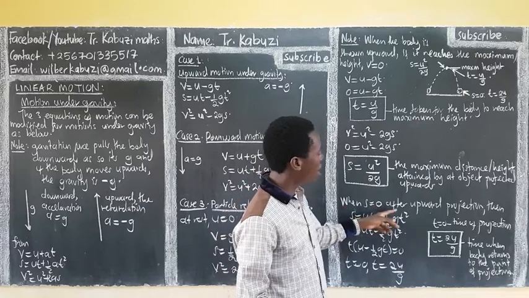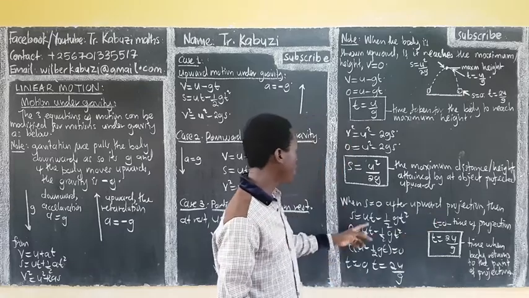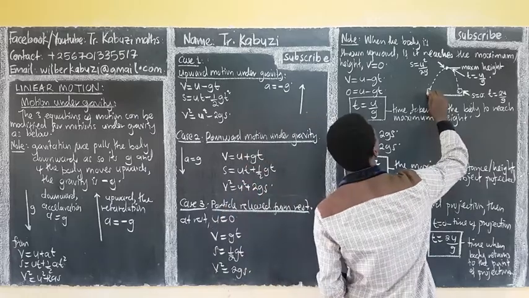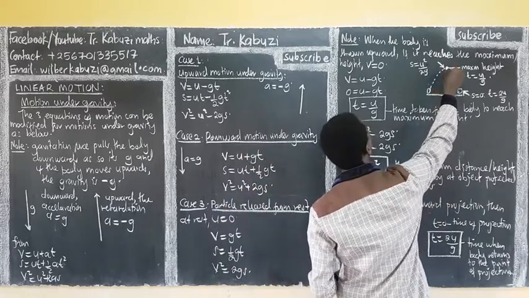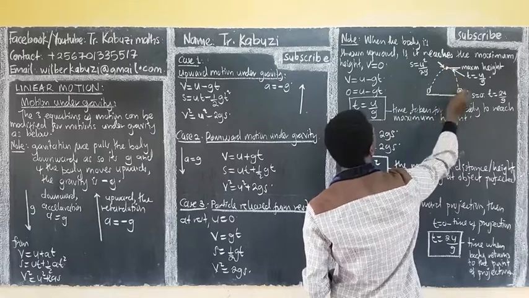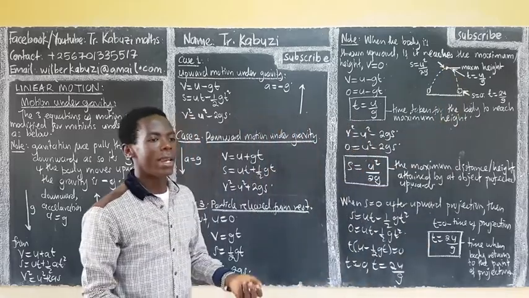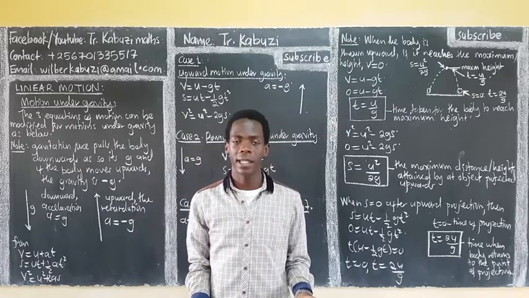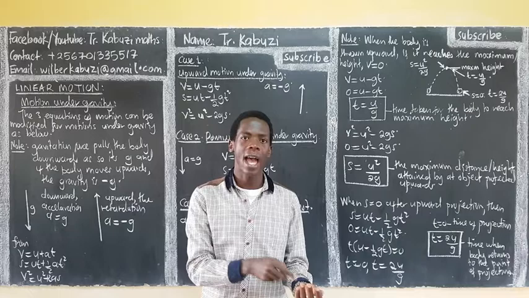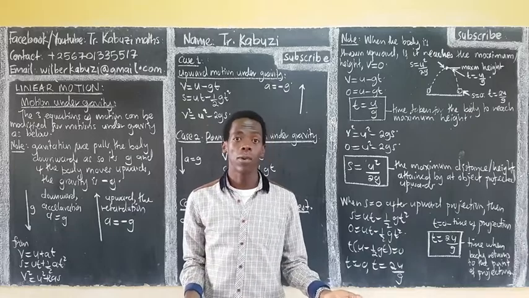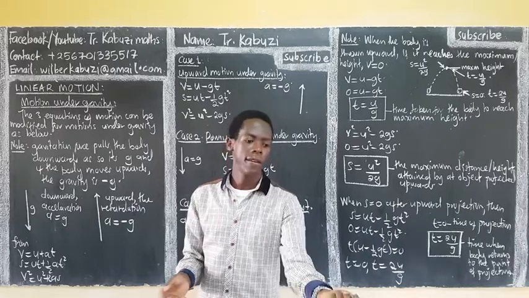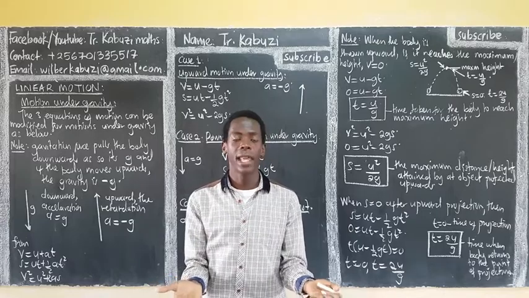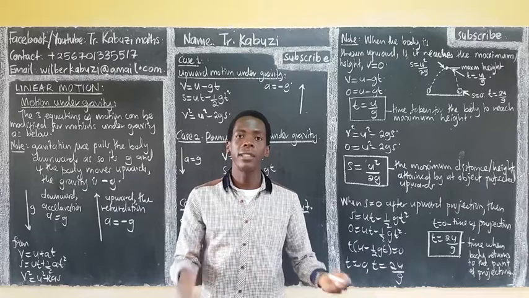When s is 0 after upwards projection, then we substitute here. Now, when s is 0, what does it mean? The distance it is covering, when it comes to 0, means it has reached the point where it started. When I throw this chalk upwards, it's going to cover some distance. But when it falls into this hand, then the distance is going to be 0. So it has come back to where it started from. There we say the distance covered is 0.